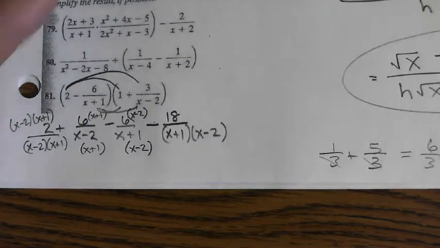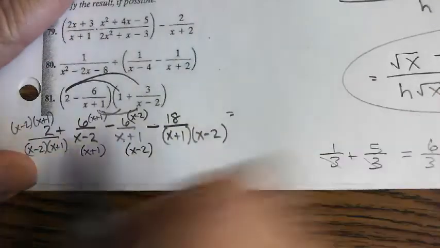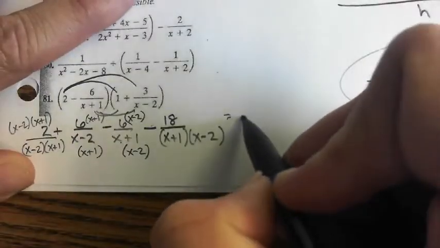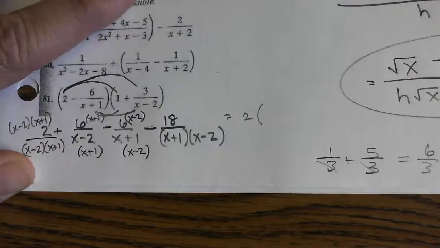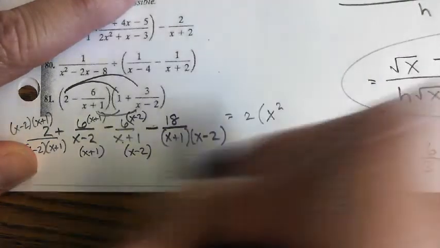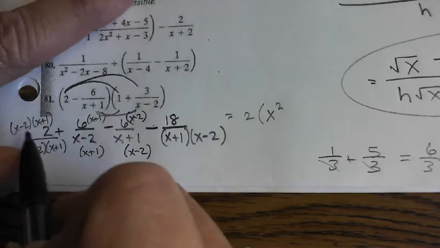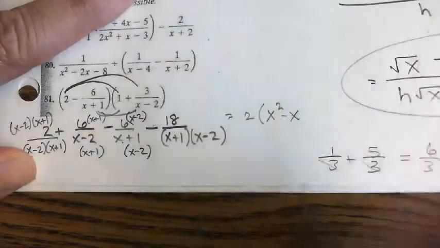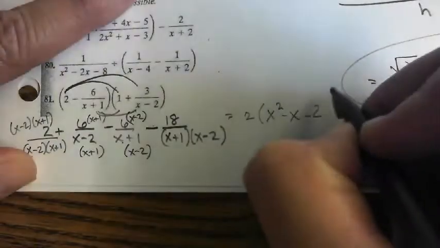All right, so, oh boy. 2 times all this. So I'm just going to keep the 2 there, and I'm going to do x minus 2 times x plus 1, foiling sort of in my head. It's going to give me x squared plus 1x minus 2x, which is minus an x. And then negative 2 times 1 is going to be negative 2. There's my first term.